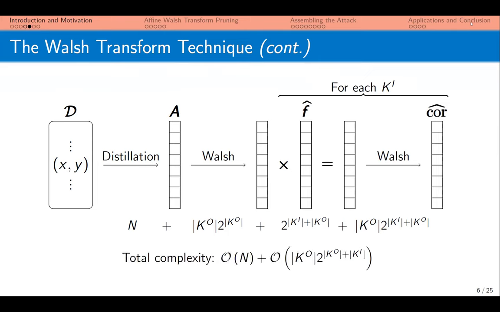The total complexity of this version of the attack has two terms. The first is proportional to the size of the sample, that is the cost of the distillation phase. And then the cost of the Walsh transform steps is the total number of key guesses times the number of bits in the outer key guess.